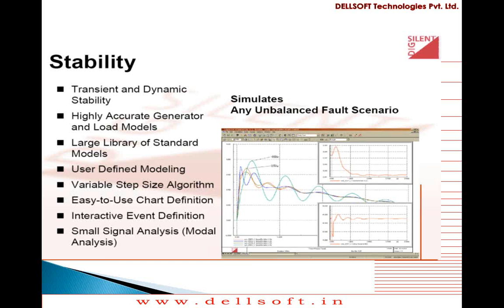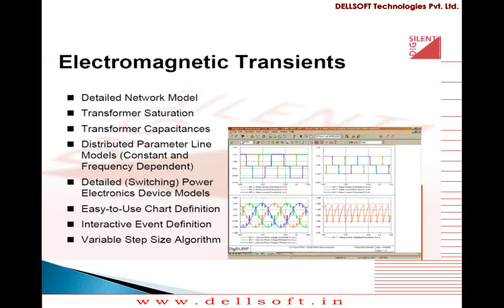In electromagnetic transient, detailed network models can be analyzed. Transformer saturation, transformer capacitance, distributed parameter line models, and constant and frequency dependent lines can be analyzed. Detailed switching of the power system, power electronic device models, and easy to use chart definitions including interactive event definitions can be done. Variable step sizing algorithms are there. So in electromagnetic transient we have some of these features.